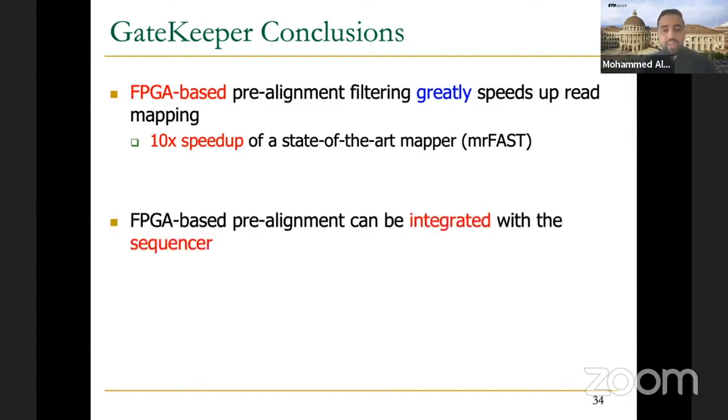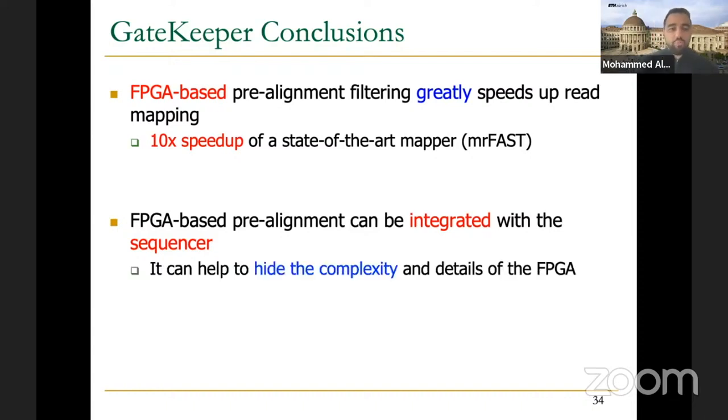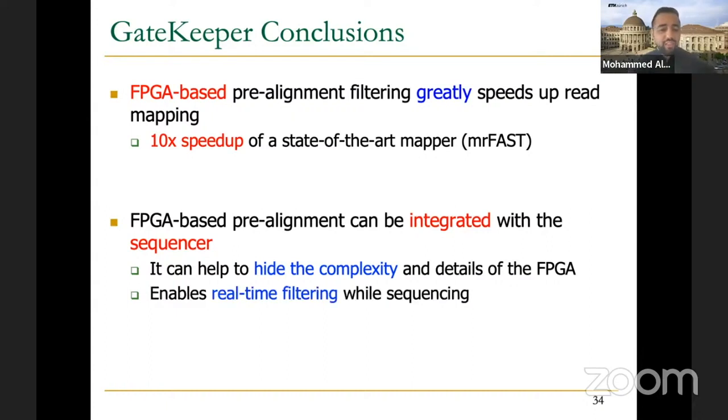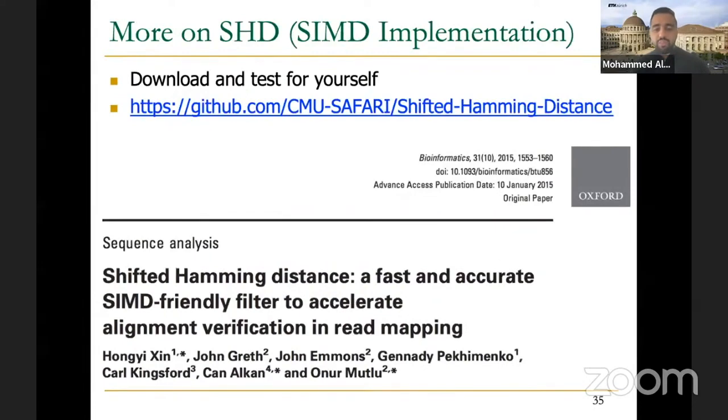The FPGA-based pre-alignment filtering can be integrated with existing sequencers. Most existing short read sequencers have an FPGA inside to do the translation from the raw sequencing data into the FASTQ file, or what we have currently. That's what we call the base calling step. Since it has a low footprint for the FPGA implementation, less than 5%, you can maybe integrate it with the existing FPGA inside the sequencing machine. And this provides two benefits. First, hiding the complexity from the user and doing real-time filtering.